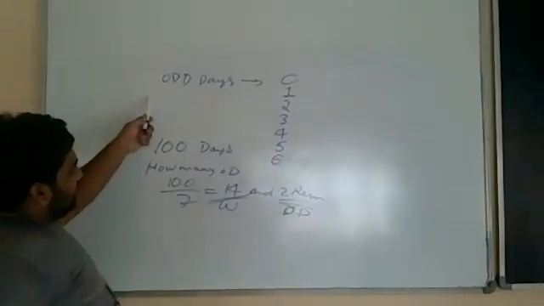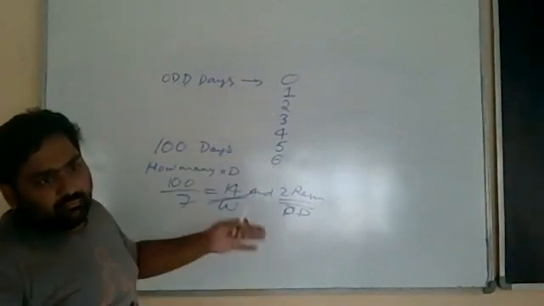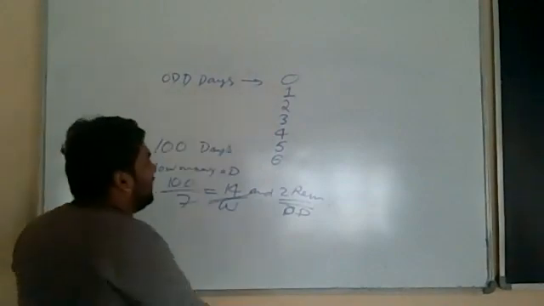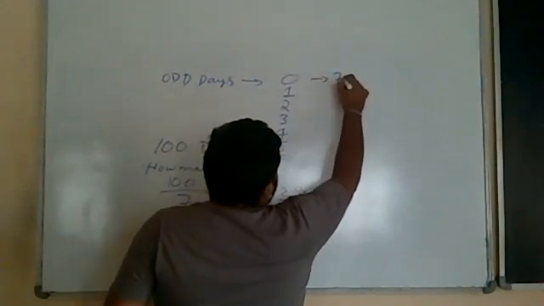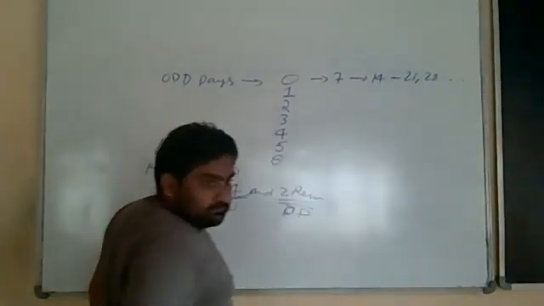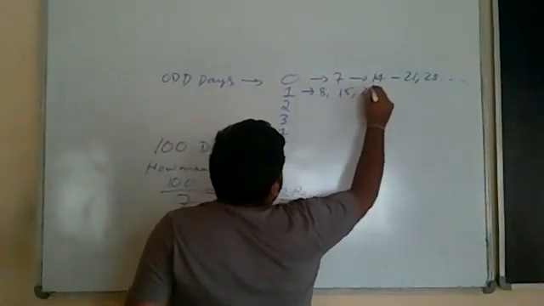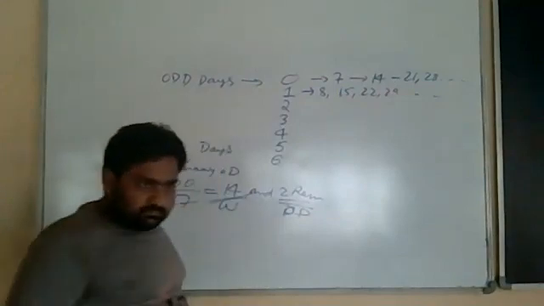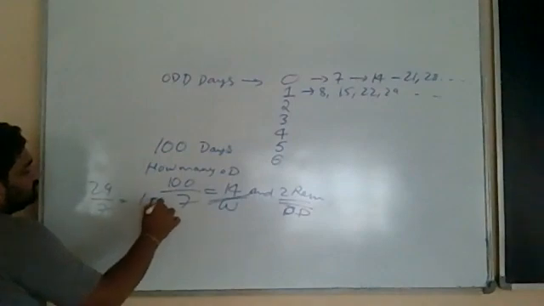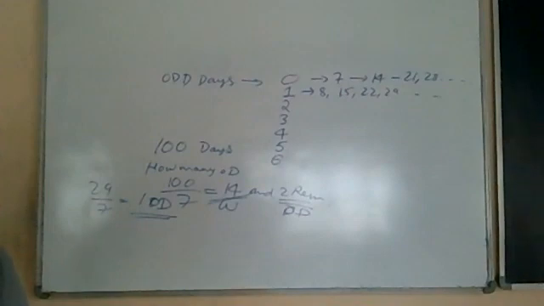So the concept of odd days is that odd days can be 0, 1, 2, 3, 4, 5, 6, but it can never be 7, because if there is 7, it is again one more week. So again it will come to 0. So 0 is equivalent to 7, equivalent to 14, 21, 28, whatever. Similarly, 1 is equivalent to 8, 15, 22, 29, whatever. Because if I divide 29 by 7, I am going to get one odd day. Remainder is 1. Correct? Getting this?